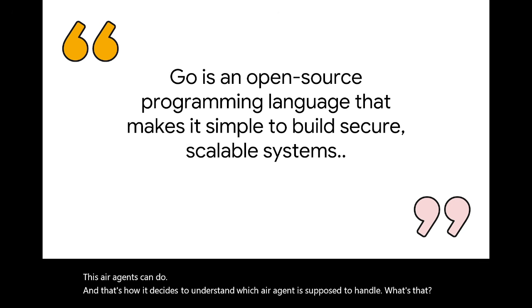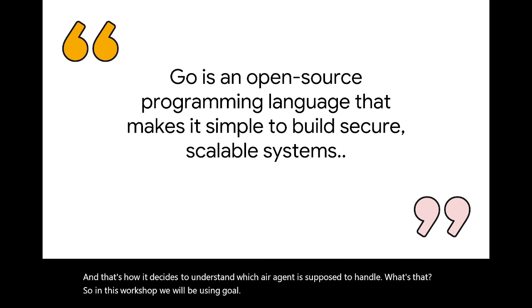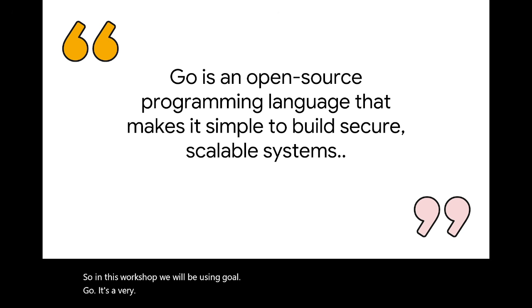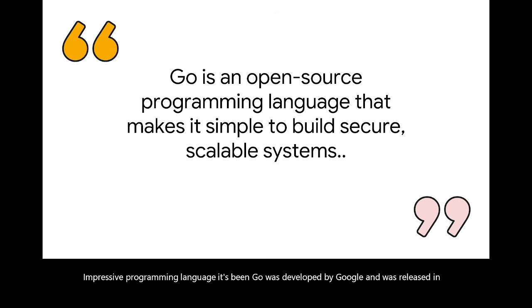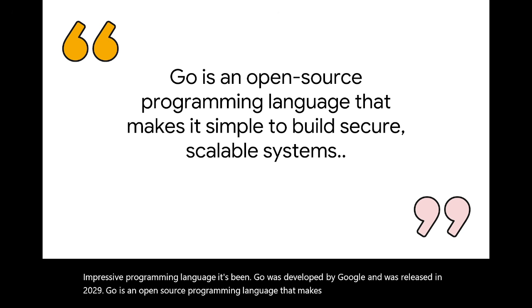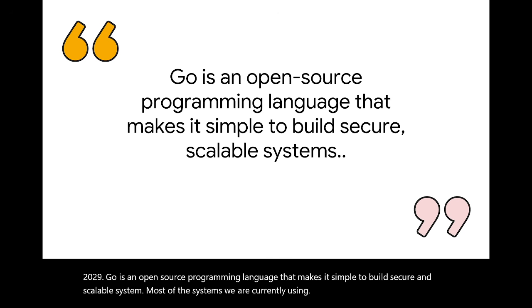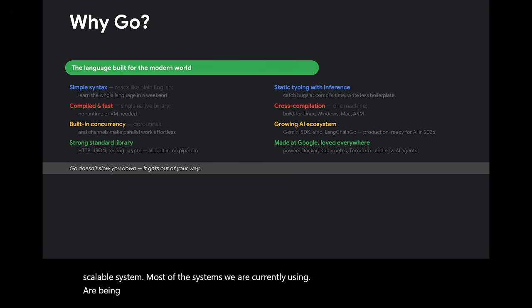So in this workshop, we will be using Go. Go is a very impressive programming language. Go was developed by Google and it was released in 2009. Go is an open source programming language that makes it simple to build secure and scalable systems. Most of the systems we are currently using are built on Go. Systems like Docker, Kubernetes, Terraform, and most other platforms, like also part of Instagram, are built on Go.